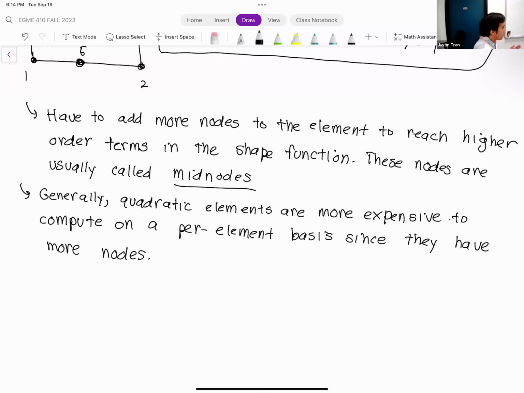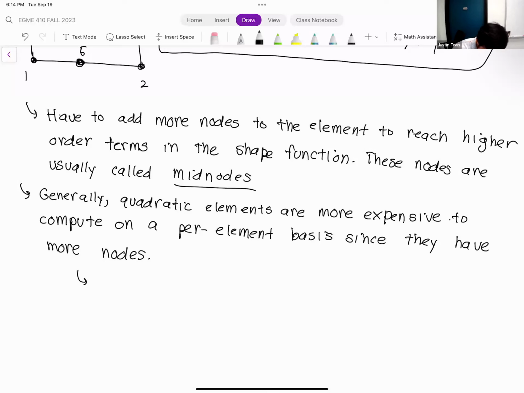If you were to compare your finite element solution, with a linear mesh and a fixed amount of elements, so let's say that you have 10,000 elements on a linear mesh and 10,000 elements on a quadratic mesh, the quadratic mesh is going to be more expensive because it just has more nodes to compute.